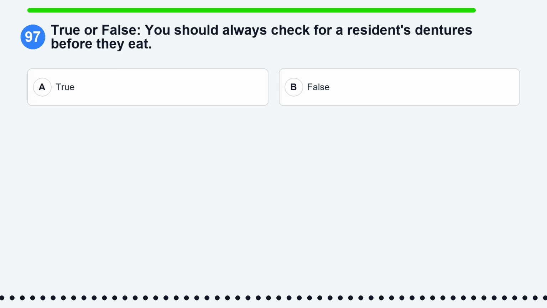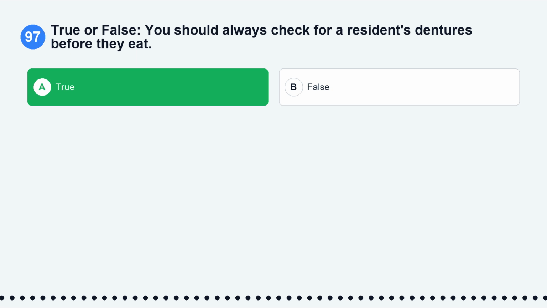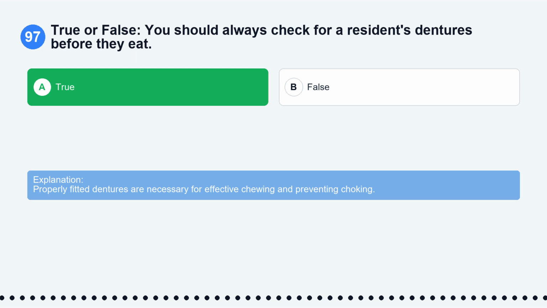Question 97. True or false, you should always check for a resident's dentures before they eat? Option A, true. Option B, false. The correct answer is option A, true. Properly fitted dentures are necessary for effective chewing and preventing choking.